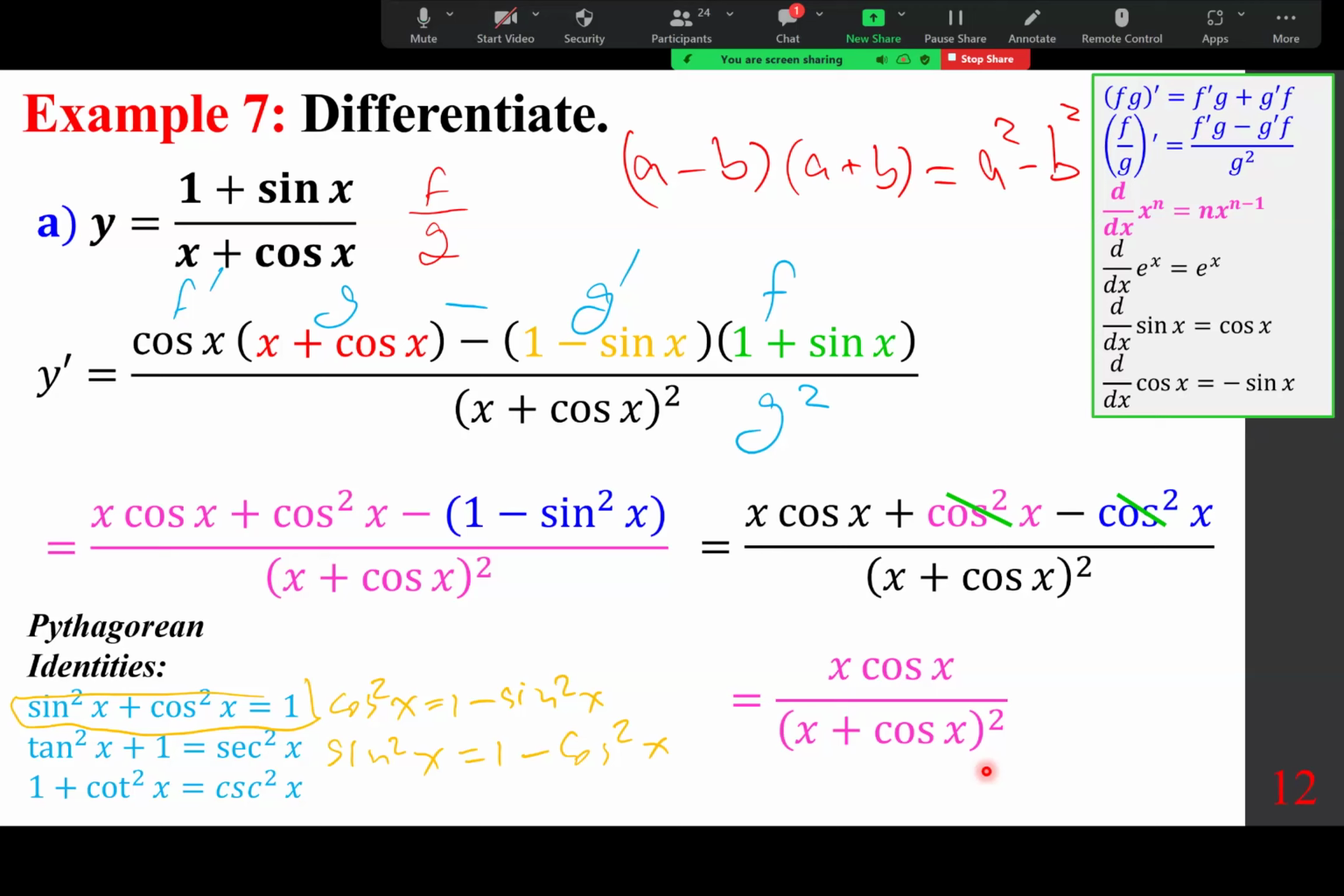That's the final answer. If we don't know algebra, trigonometry, it can make it very difficult.